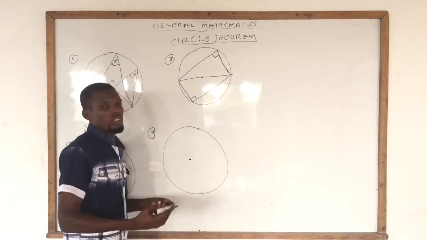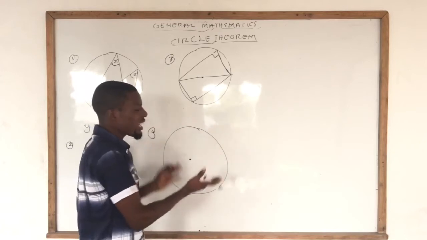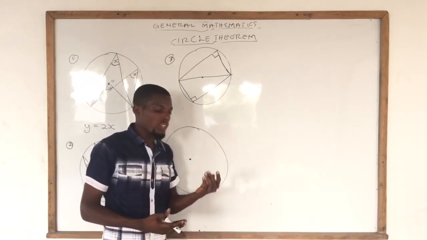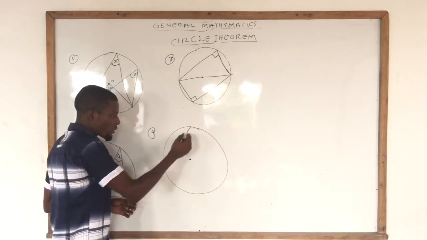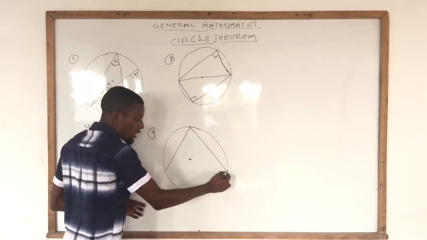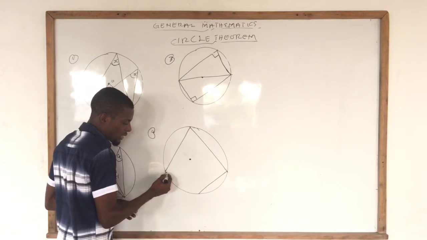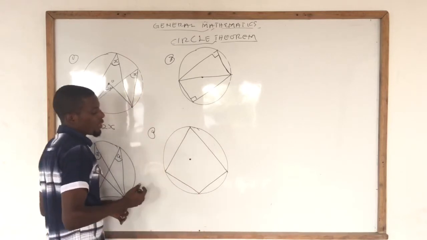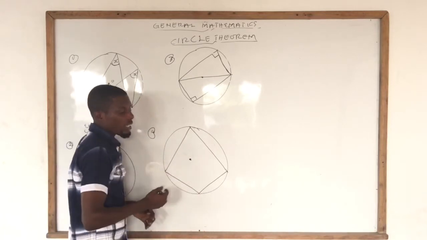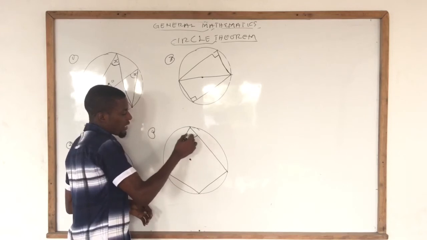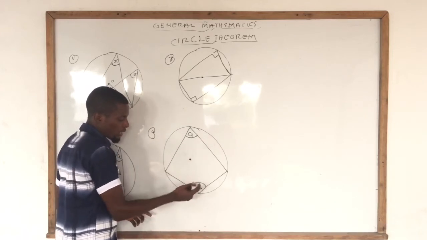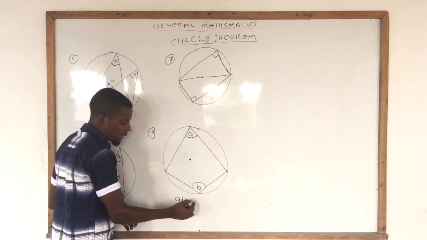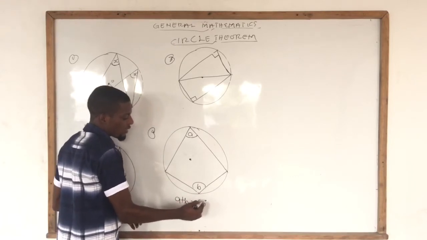A cyclic quadrilateral is a quadrilateral that's inside a circle. We all know quadrilaterals are four-sided figures, right? So, supposing I have a quadrilateral like this, in any form, it doesn't matter the shape, and this is the center. Then if I have here A and then here B, because this one is already opposite to this, I can say A plus B equals 180 degrees.